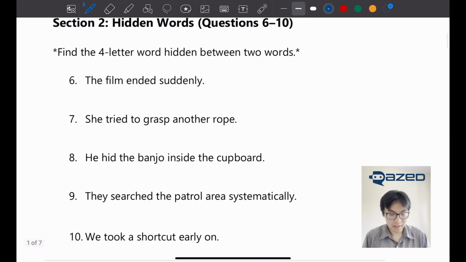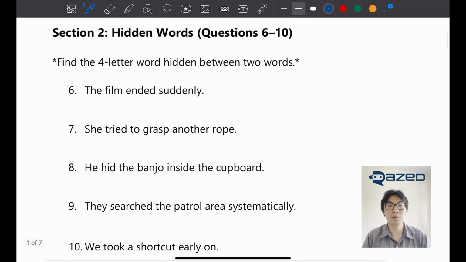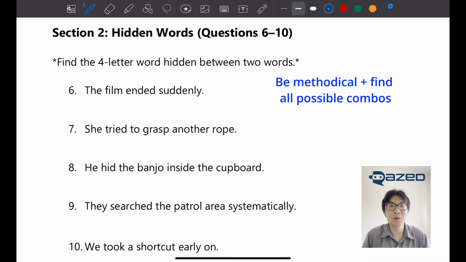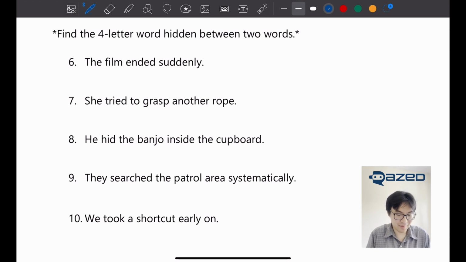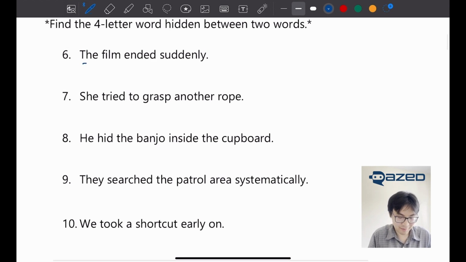Alright, let's move on to section 2, where you look for hidden words. You could just have a really good eye for it, but me personally, I'm very methodical. I go to the same technique every single time, and that's to go for every single iteration. So we know it's a 4-letter word. We can just keep doing this, and then I just move the line into here, and I'm just looking for every single option available.